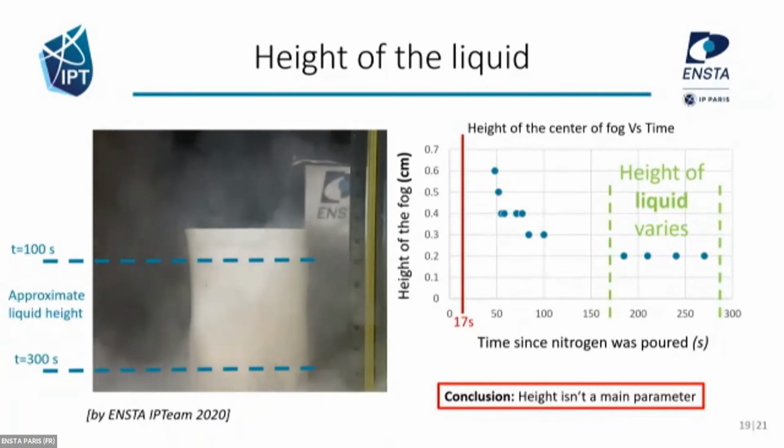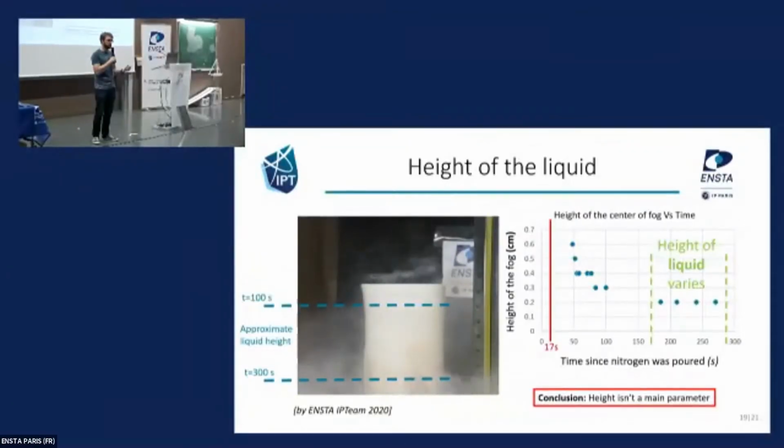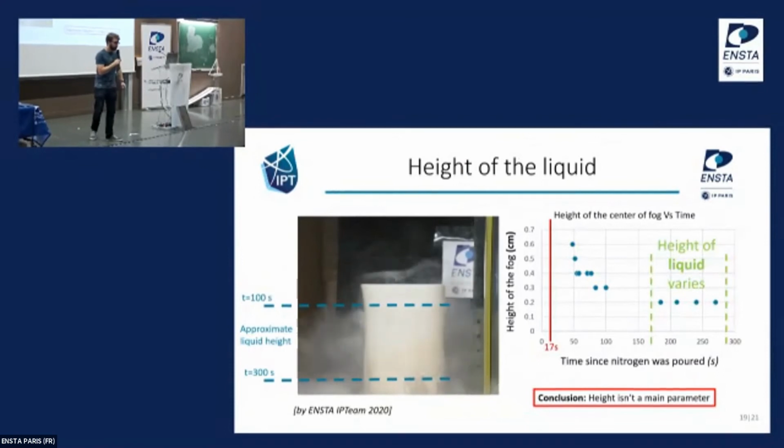So the stationary phase is characterized by the fact that the MOG's temperature after you pour the liquid nitrogen adapted to the liquid nitrogen. And the height that is increased at the beginning is simply due to the MOG heating up.